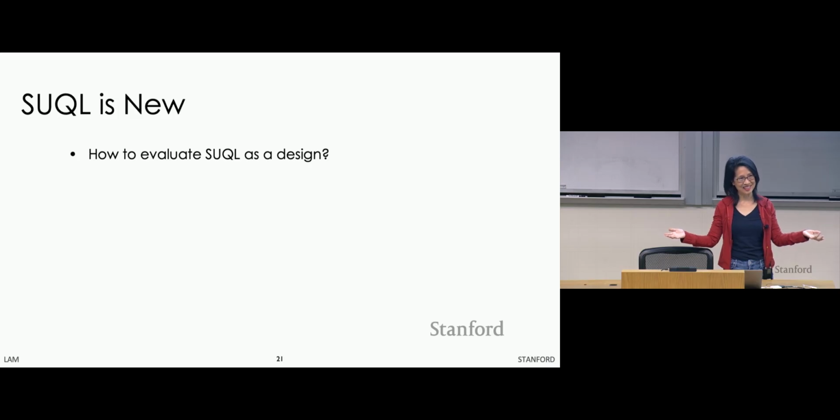Yes, Michael. I can think of two things. One would be expressivity, like what are queries that you can ask with SUQL that you couldn't ask with SQL? And another is cost, because LLM queries are going to be expensive. There's cost. Okay.